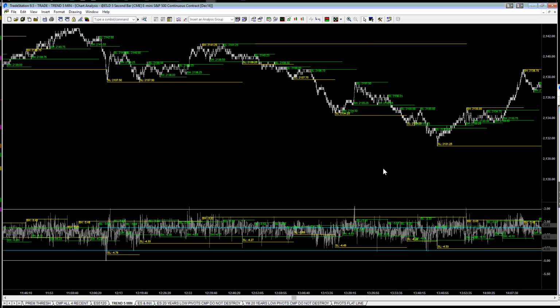Okay, so you see the point here. Naked bars work. They're predictive, and they work. The probability of failure of these naked bars is so minuscule, it is really a rarity for it not to work.